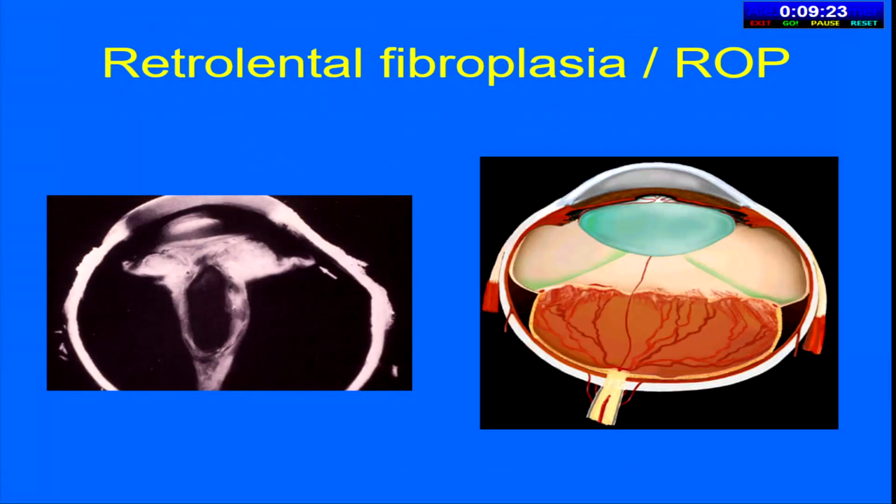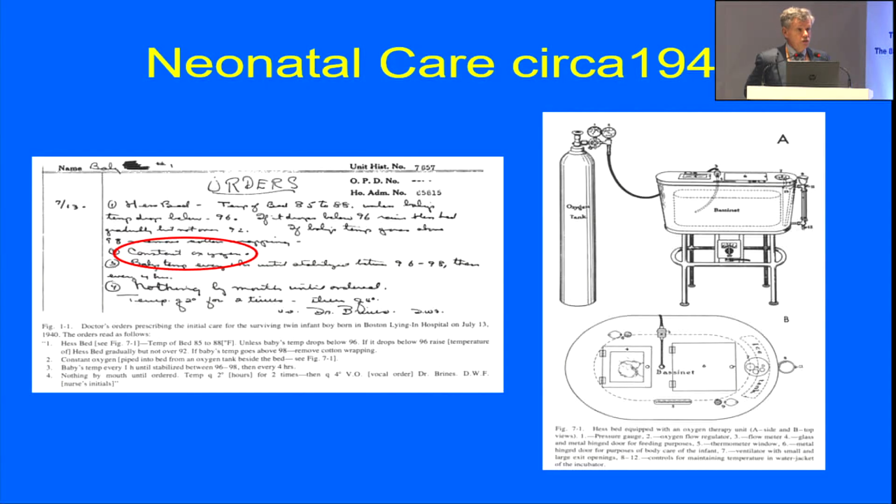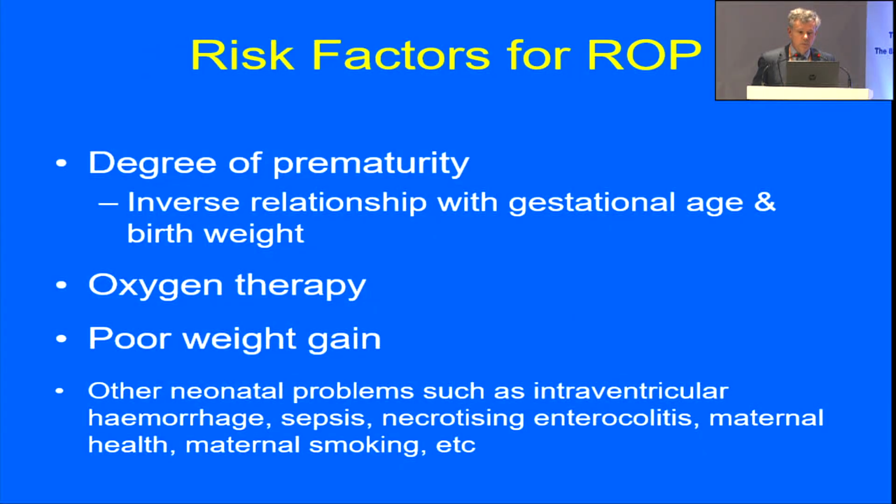Originally, we only recognised the end state of this with a totally detached and scarred retina, and it was some time before the vascular nature of this disorder was seen. Very early on, the risk factors were identified. It used to be called the Boston disease when it was first identified in the US. And one of the things that stands out in the notes of the first patient identified as having retrolental fibroplasia is that they had constant oxygen and completely unmonitored. And so that tells us very much what one of the major risk factors are.